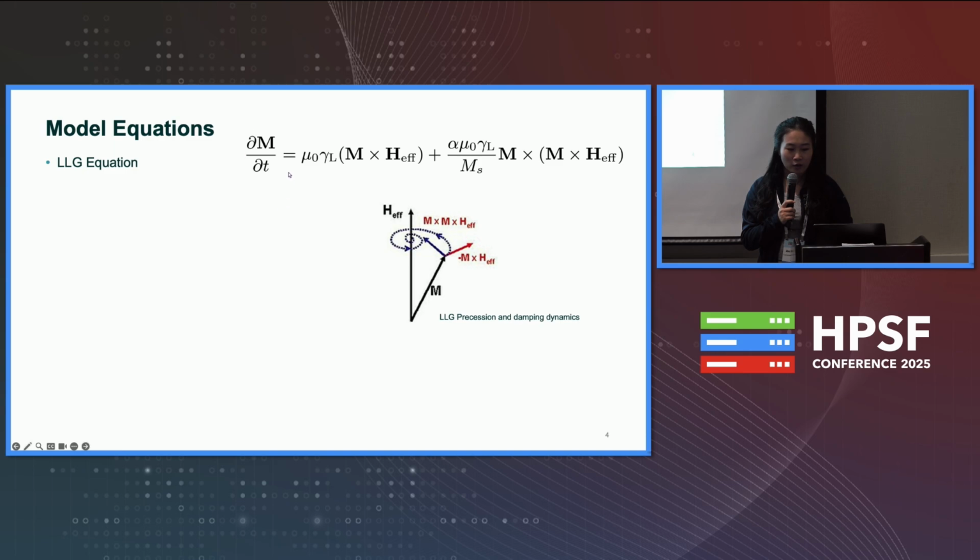It looks like an ODE to start with, right? Because you can only see the time derivative of m, and then we have some cross products between m and H. They're all vector fields, with some cross products between many components. But really, this is a PDE, because H effective is a function of m, and H effective can be a spatial derivative or a spatial integral of m.